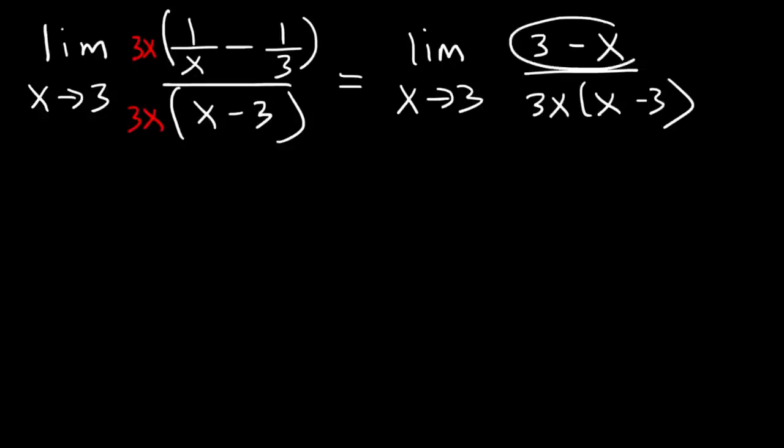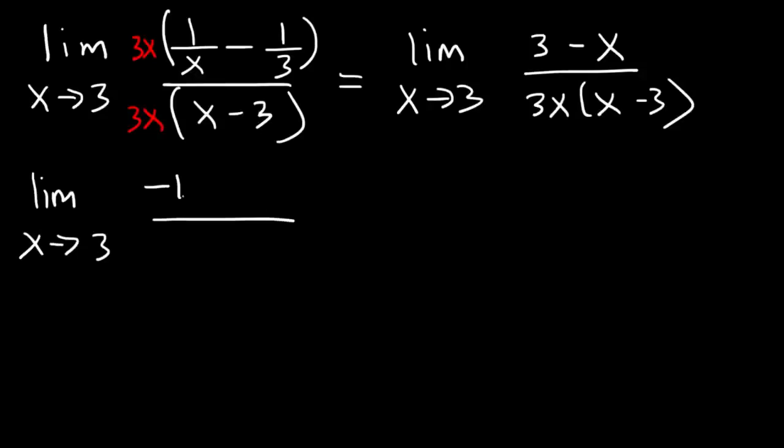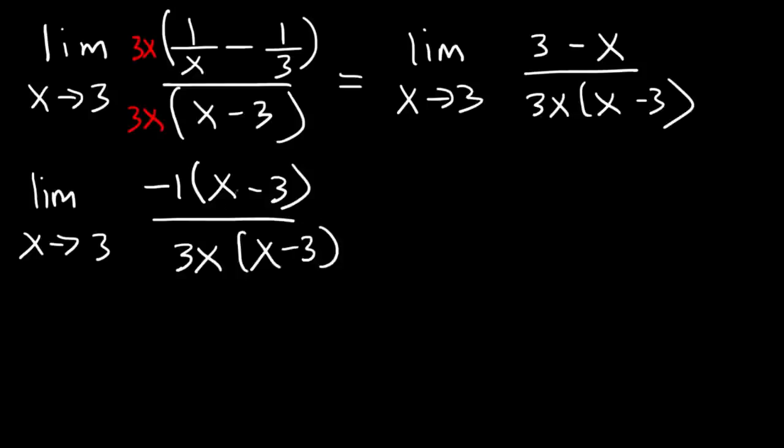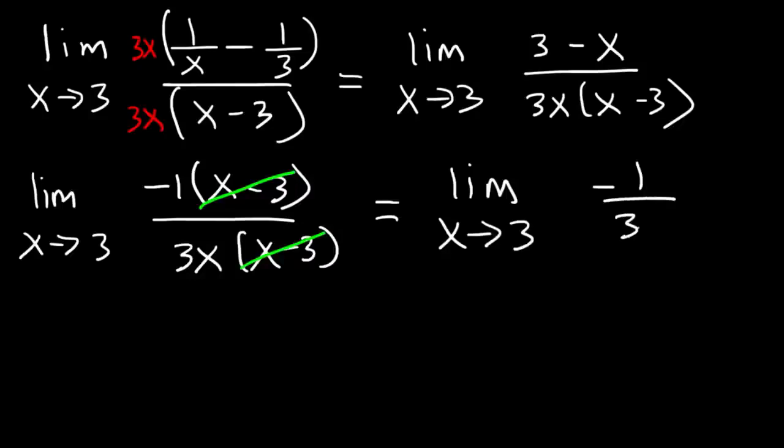So notice that 3 minus x and x minus 3 are very similar. If you see a situation like this, factor out a negative 1. If we take out a negative 1, the negative x will change to positive x, and positive 3 will change to negative 3. So notice that we can cancel the x minus 3 factor at this point. And so what we have left over is the limit as x approaches 3 of negative 1 over 3x.